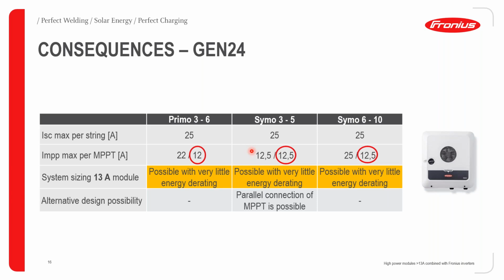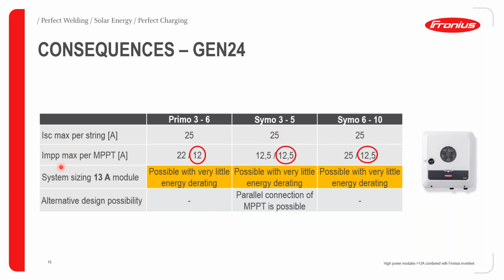Also looking at the Gen 24 Plus, what are the implications of using these higher power modules? We have here 3 examples also. We have the Primo 3 to 6 kilowatts. We have also Symo 3 to 5 kilowatts and also Symo 6 to 10 kilowatts. In terms of the short circuit current maximum per string, we have 25 amps across the 3 inverter categories here.